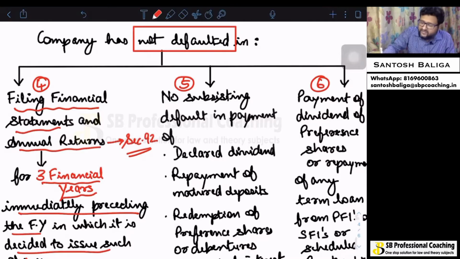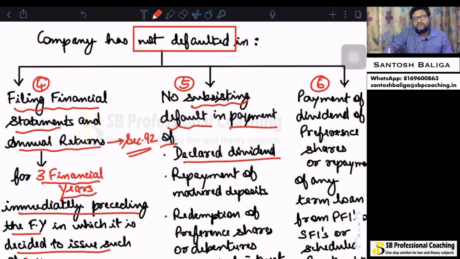Secondly, the company should not have any subsisting default, meaning current default, in payment of declared dividend. If a dividend is declared by the company, say 5% dividend, then after declaring it, there should not be any default by the company in payment of the dividend. Secondly, if the company has issued any deposits to deposit holders, and at the time of maturity the company defaults in repayment of such matured deposit, then in that case also, the company will not be able to issue DVRs.